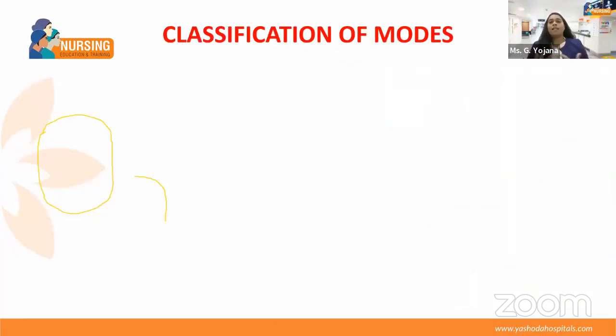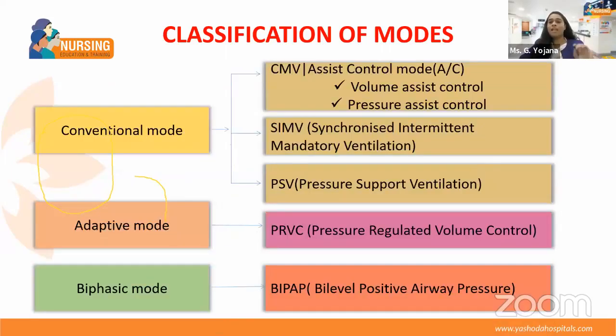Then let's see, what are the modes that you know in a ventilator? Can anybody tell me about the classification of the modes that you are seeing in the ventilator? We have many modes like assist control, SIMV mode. These modes we are seeing are divided into three.